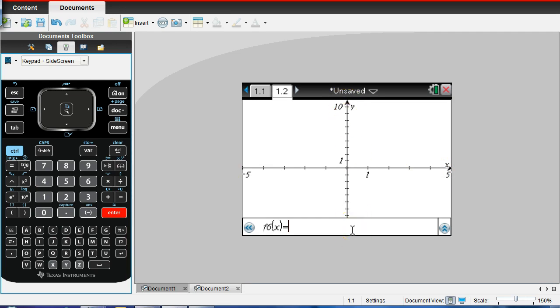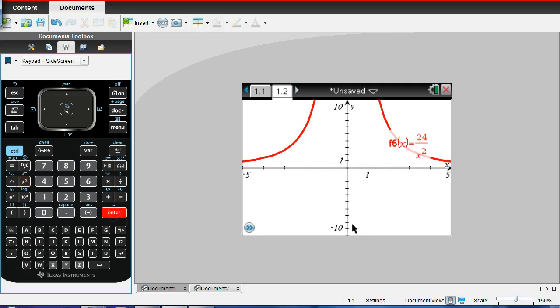Now I want to put in our graph. Our graph is going to be 24 divided by x squared. Okay, so if you notice, this graph, 24 divided by x squared, is kind of like a hyperbola, except for we have one branch in quadrant 1, and the other branch is in quadrant 2 instead of down here in quadrant 3.